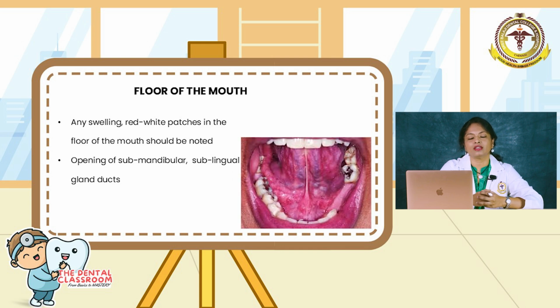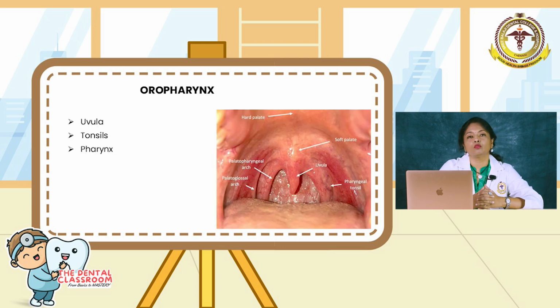Floor of the mouth, we again examine for any swellings present, red, white patches in the floor of the mouth should be noted, and opening of the submandibular and sublingual ducts has to be examined in the floor of the mouth. Moving on to oropharynx, the uvula, tonsils, pharynx are examined for their color, size and surface.